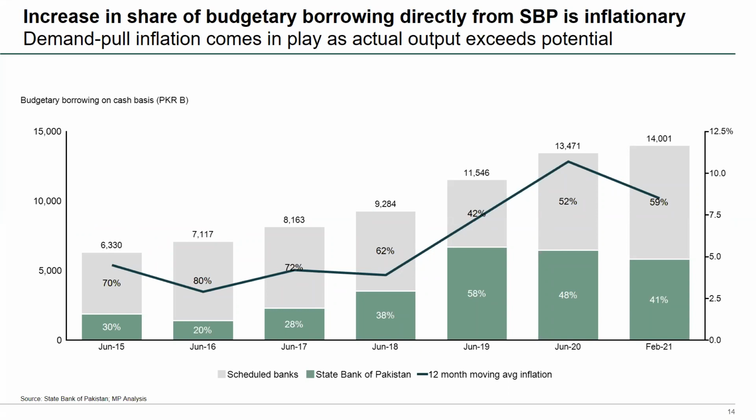So the budgetary borrowing on cash basis that I just mentioned. In the green, you see the state bank share. In the gray, you see the scheduled banks that I was talking about. As soon as you see the state bank share rising up, with a lagged effect you will see inflation climb, right? And that's evidence of state bank borrowing being inflationary in the country.